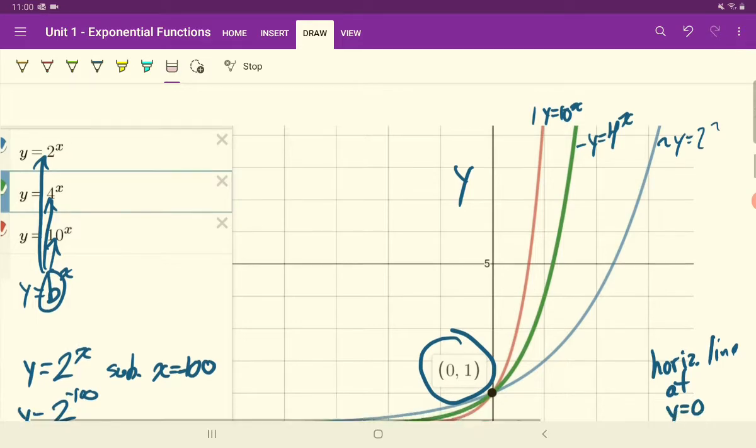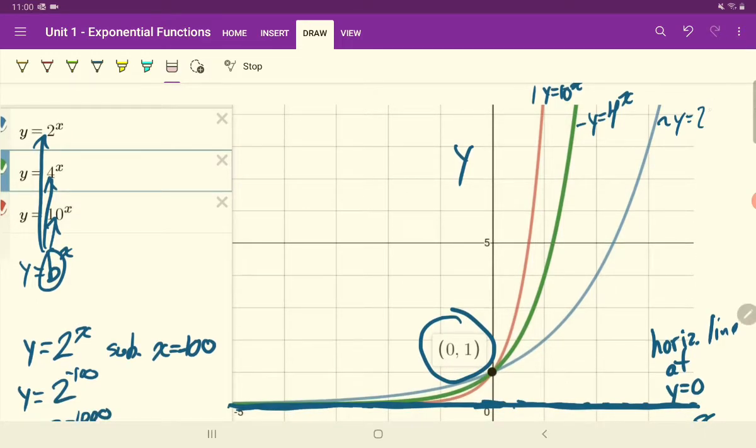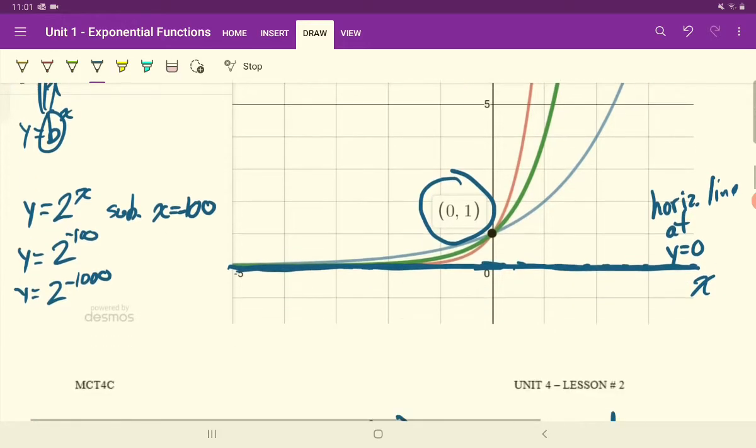We can look here and see that y equals 2 to the power of x seems to grow at a slower rate than y equals 4 to the x. And y equals 4 to the x seems to grow at an even slower rate than y equals 10 to the x. So hopefully you see a pattern here that the larger this value is, 2, 4, 10, and if we keep going, the steeper or the faster the increase is going to take place. Okay?